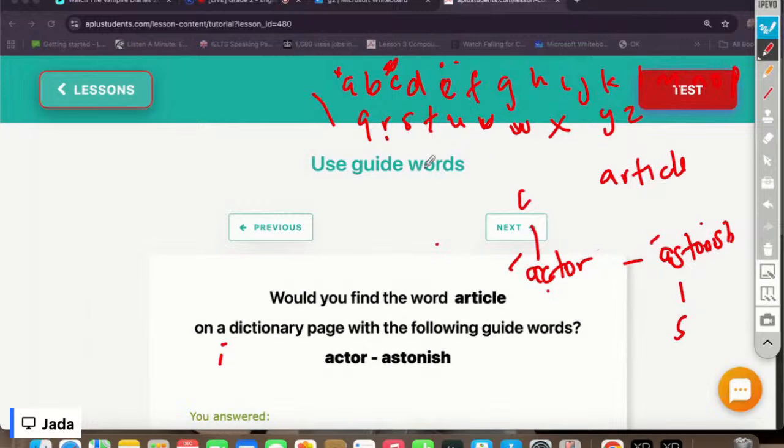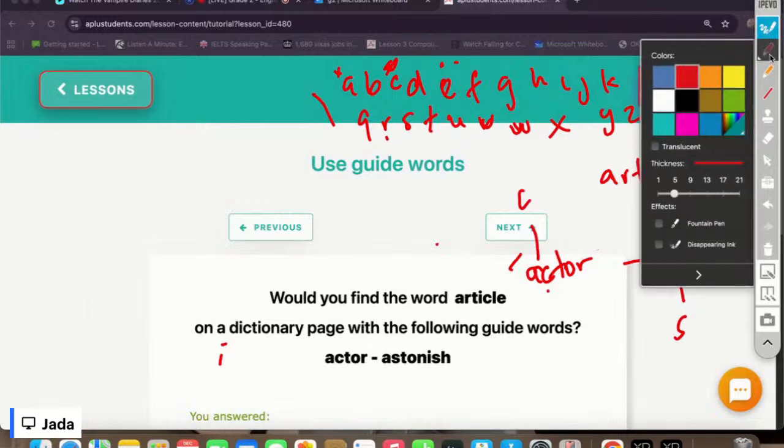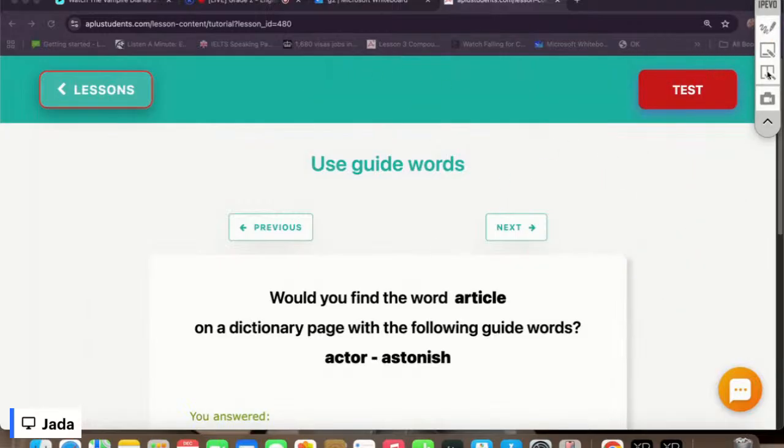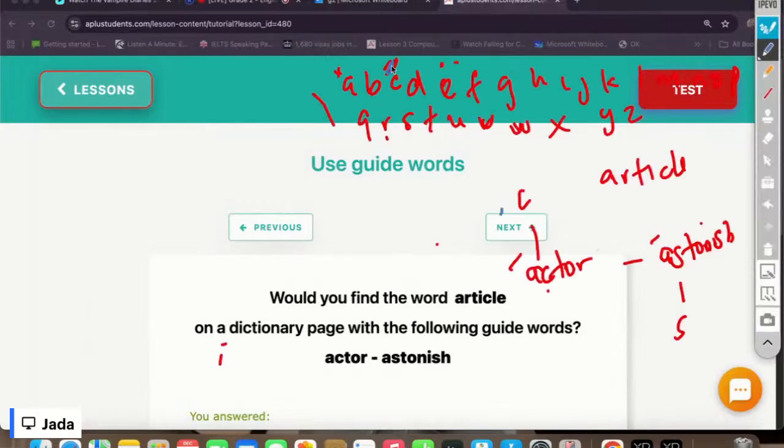We have C here, and let's change the color. So we have C here with blue, right? And we have what? S. So from C to S, can you find article? Article, the second letter is R. So we have R in between the guide words. So yes, we can find article in between actor and astonish.